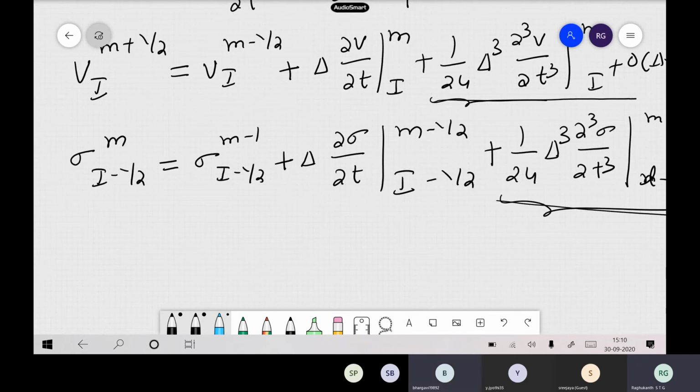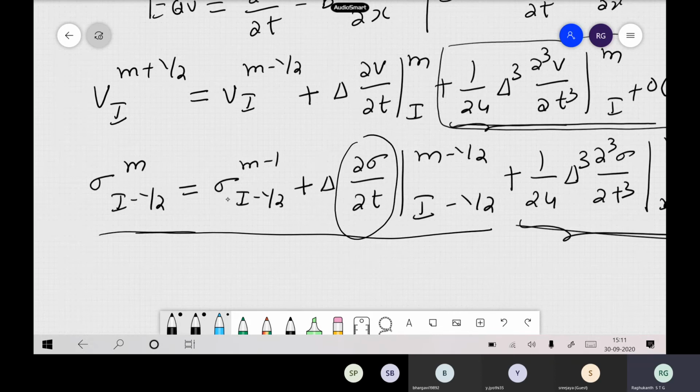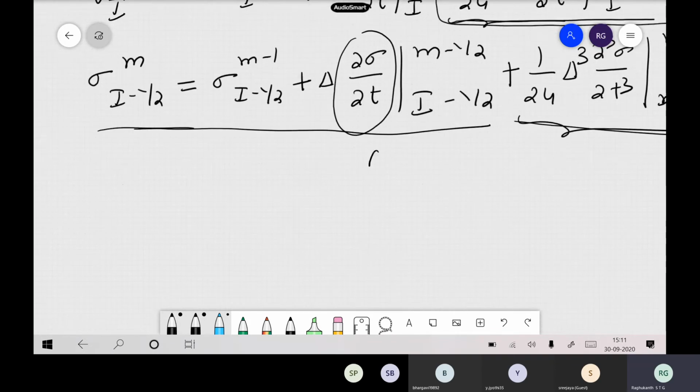Suppose you drop these terms, so this entire term is removed. So what does it tell you? Dou v by dou t will be the same as v at i, m plus half, minus v at i, m minus half, divided by delta, which is the expression which you got. You followed, right? It is just the central difference scheme only. So here also, if you neglect this term, dou sigma by dou t, you substitute i minus half this side, so this becomes the second order scheme itself. You followed, right? If you neglect this third order term.